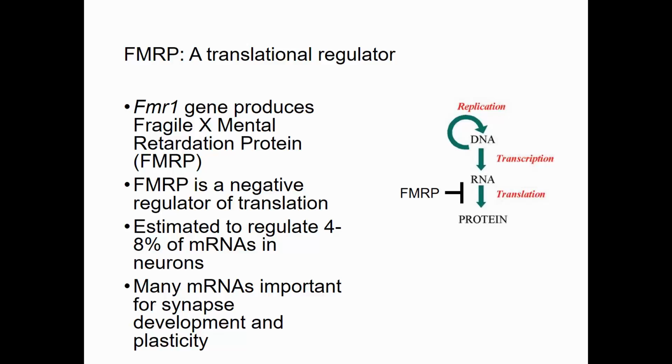So without FMRP, these mRNAs aren't regulated, so they produce more protein than you normally would produce. And many of these mRNAs are important for synapse development and plasticity, as we'll see.